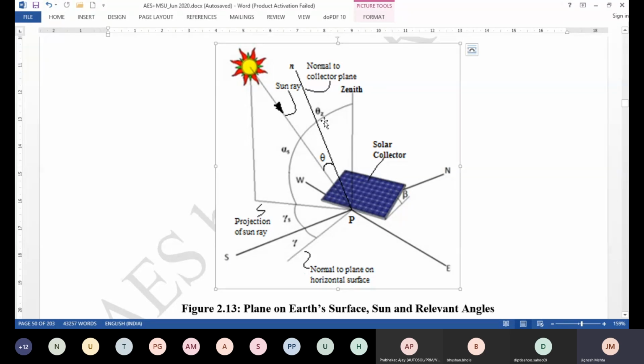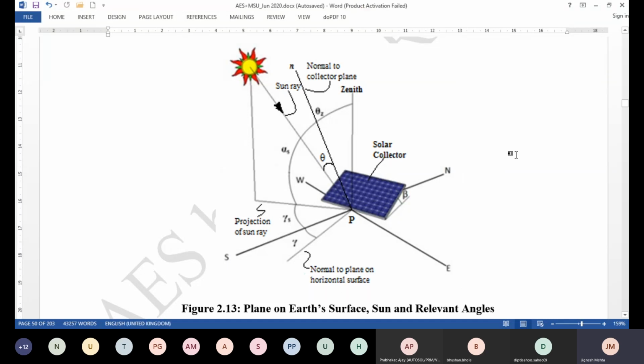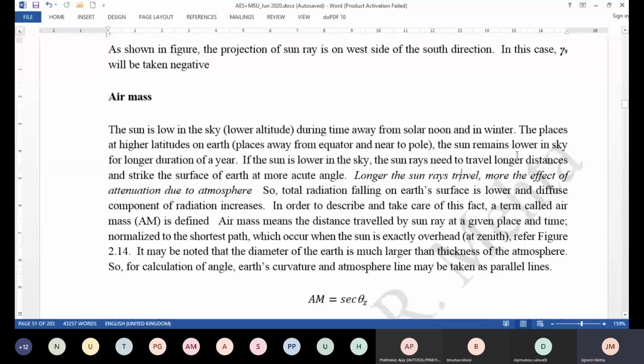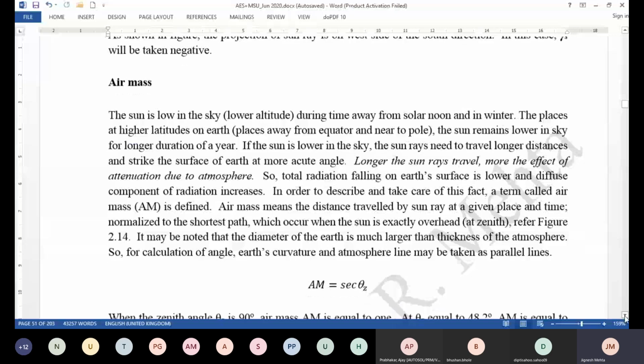Theta z, the value will be minimum at the time of solar noon, right? Though it will not reach 0 value every day. Okay. So let's go further. We discussed the solar azimuth angle and the other angles. Now let's talk about this thing called air mass. So let me explain that.